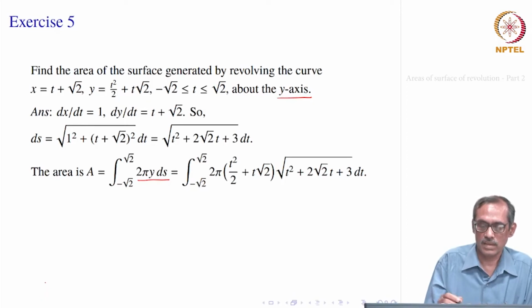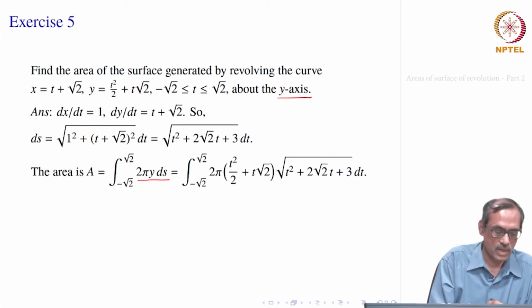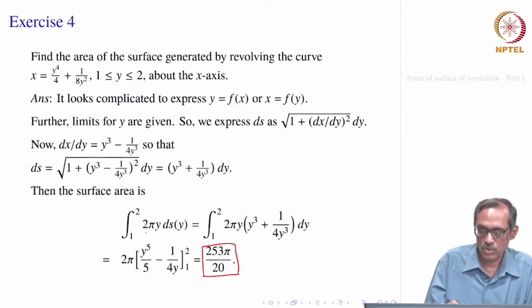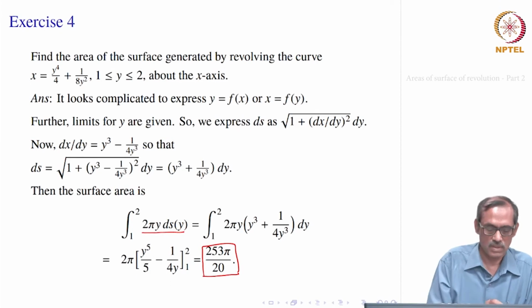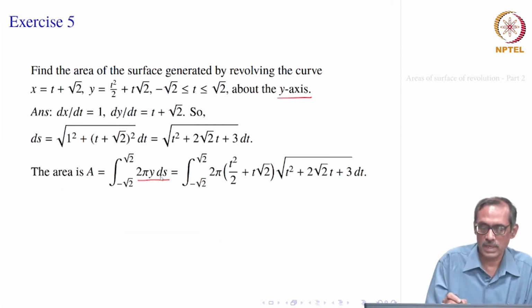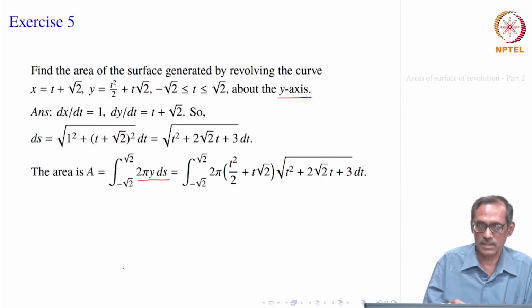Is that all right? Okay, you can see what happens. In the earlier problem, we had taken ds equal to dy, so it is 2 pi y ds. The same thing we are applying here, but now it is given in terms of parameters.